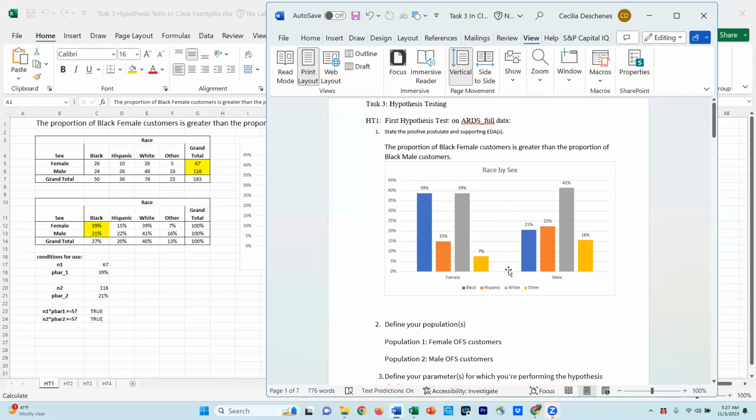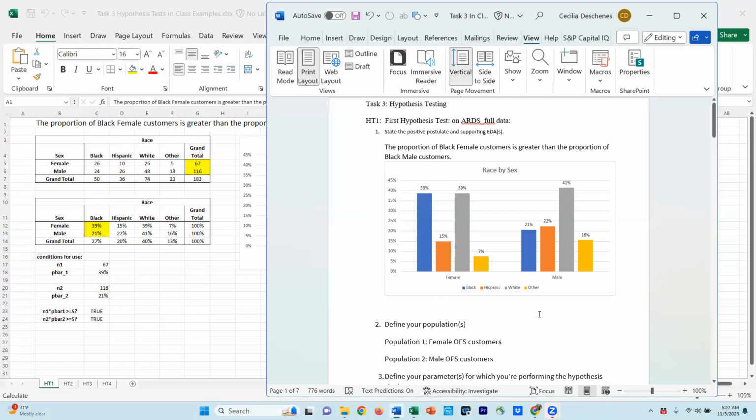Anyway, for right now, I think the most common are the difference in proportions and a difference in means. So I'm going to start out by doing the difference in proportions. This is the hardest one. After this, they get a little easier. If you recall, this is what we looked at in class.